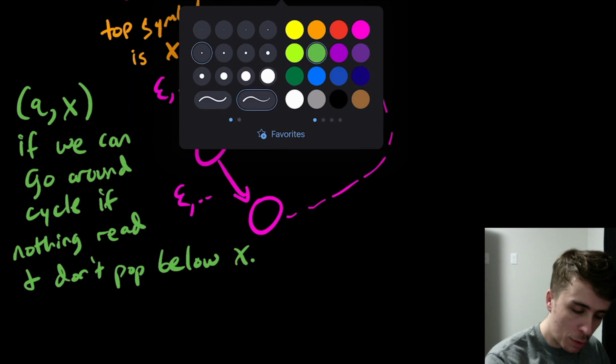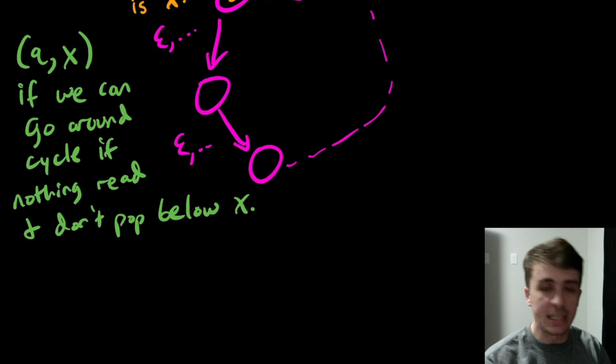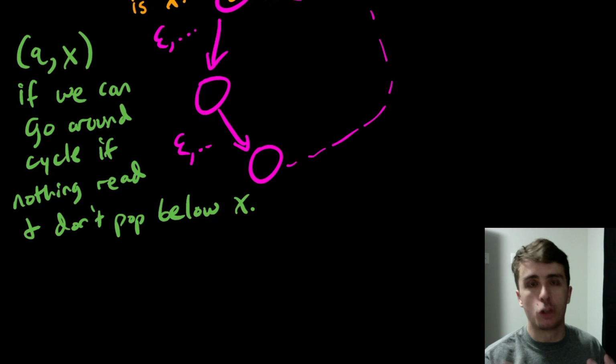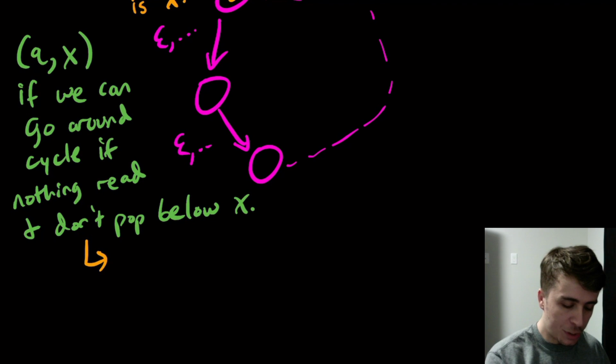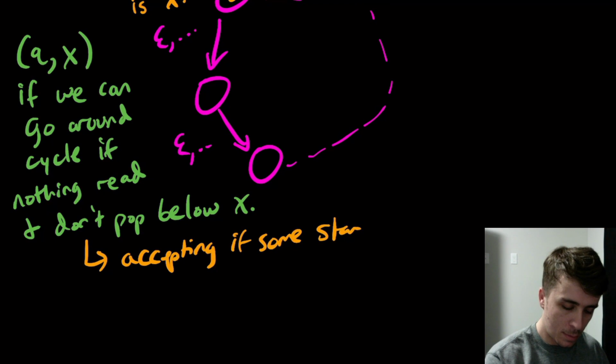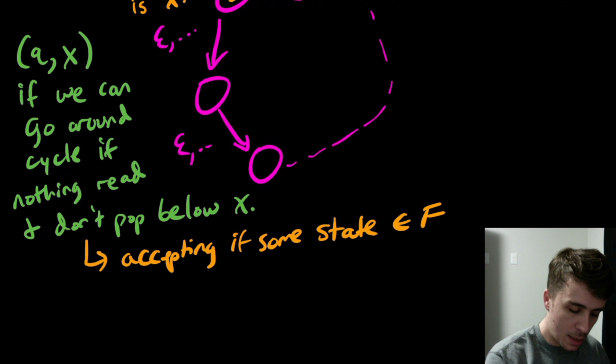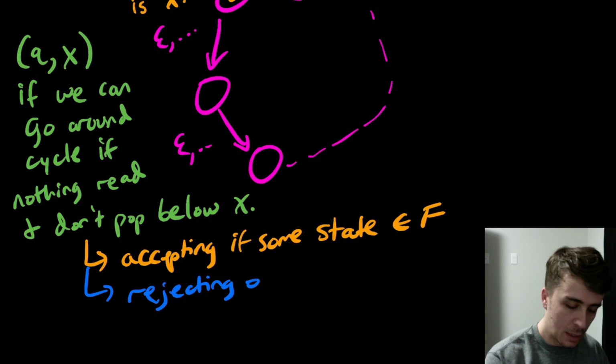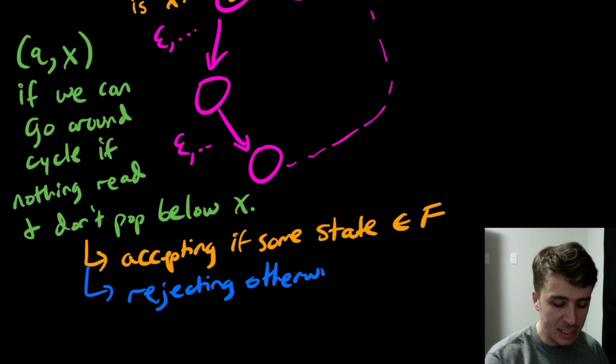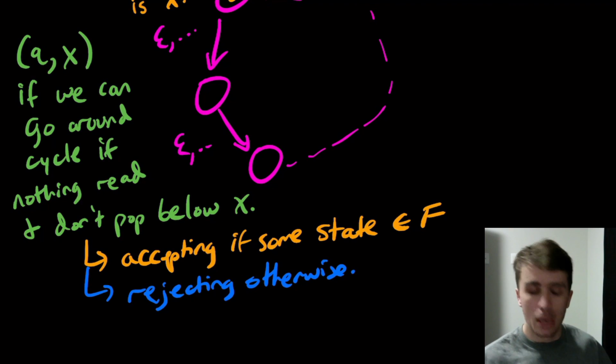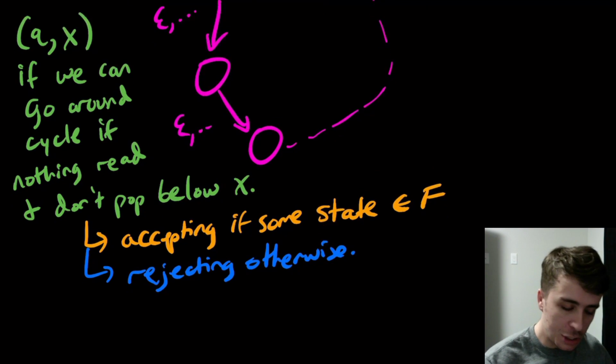So what we're going to do then is designate two different types of looping situations. We'll say that this is accepting if some state is in F, and it's going to be rejecting otherwise. What this means is that none of the states is a final state. So what do we do in these two situations?